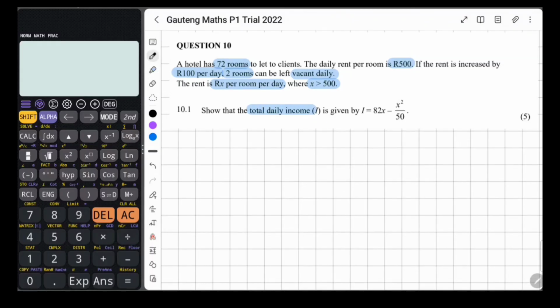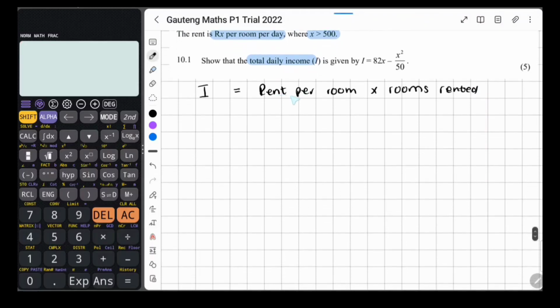So you have to look at this as if you own a hotel. If you owned a hotel and you wanted to calculate your total daily income, you find your income by basically saying, what is my rent? How much am I charging per room? Multiplied by the amount of rooms that have been rented. So these are the two factors we're going to look at. We're going to have to look at the rent per room versus the rooms that have been rented out.